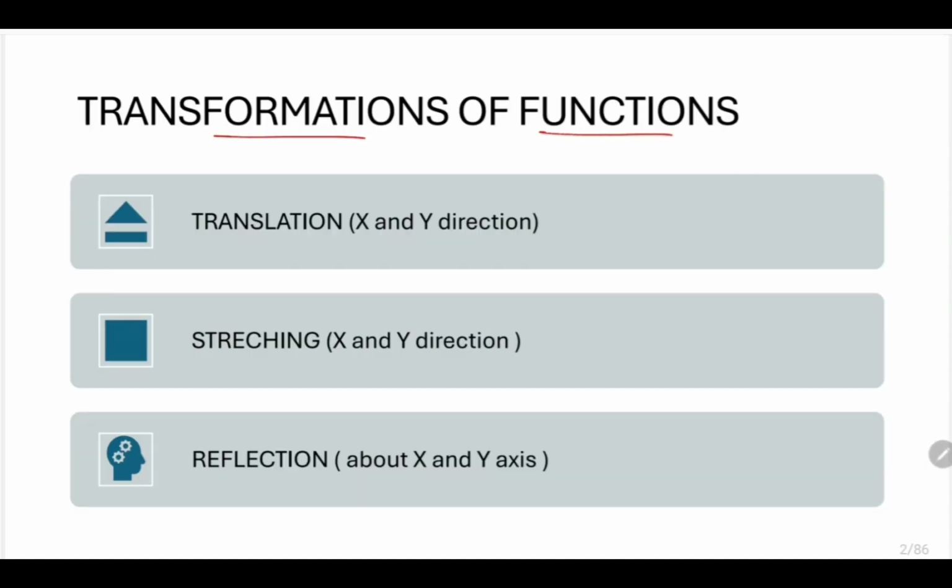There are three types of transformation that we are going to study. First one is translation, then we have stretching, and reflection. So we have translation and stretching both in x and y directions, and reflection about x-axis or y-axis. So first we have to understand translation, then we will understand stretching, and at last we will see reflection about x and y-axis. So let's go to the next slide, translation about x-axis.